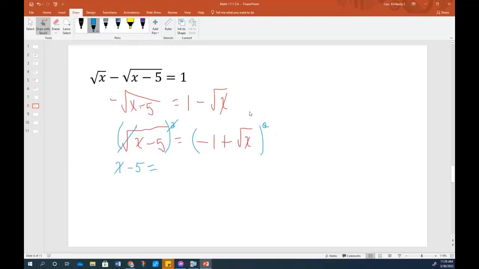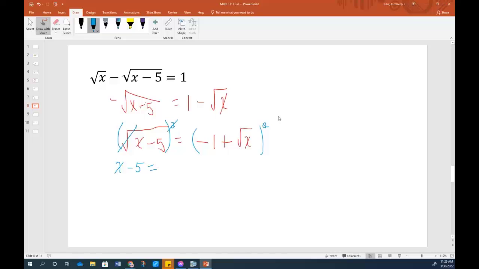But on the right, for some of you, unfortunately, these are two terms here. So I'm needing to FOIL it out. If you need to, write it out again: negative 1 plus root x times negative 1 plus root x, and then FOIL. I'm going to use a pattern, though.